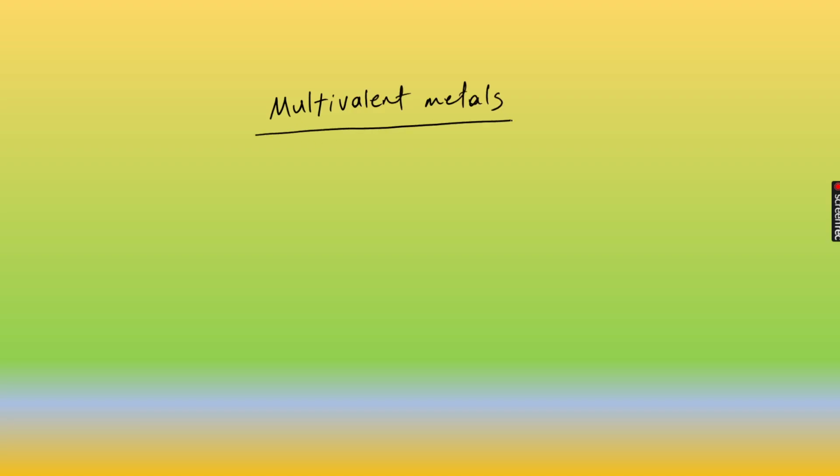A multivalent metal is a kind of metal with more than one valency. For example, copper, it can be positive 1 or positive 2. For example, iron, it can be positive 2 or positive 3. For example, lead, plumbous or plumbic, positive 2 or positive 4.